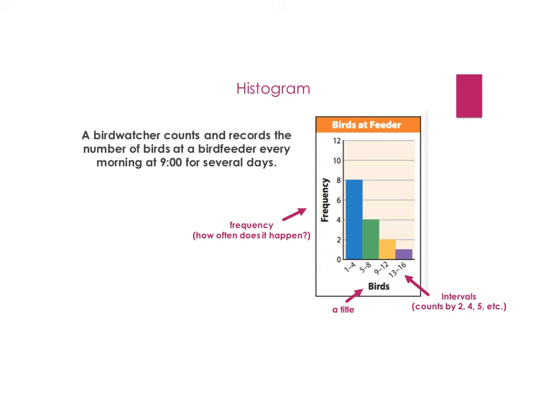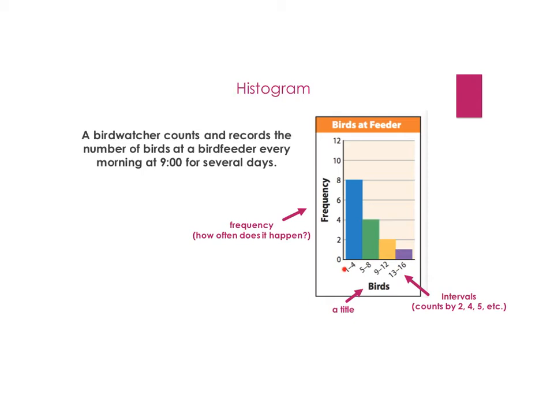All right. So here we have a histogram. A histogram looks very similar to a bar graph, but here are the differences. Usually on a bar graph on the bottom, you'll have words like blue, green, yellow, and purple, or you'll have numbers like 1, 2, 3, 4. On a histogram, we have something called intervals, where you are going to be counting by 2s, 4s, 5s, etc. Here, if you notice, we're counting by 4s because we have 4, 8, 12, 16.